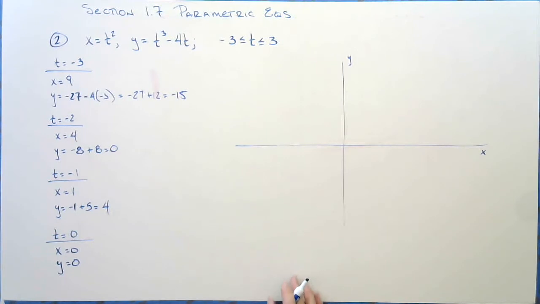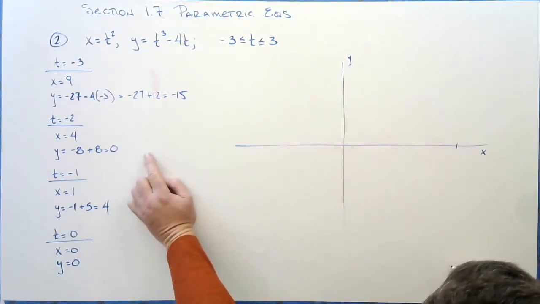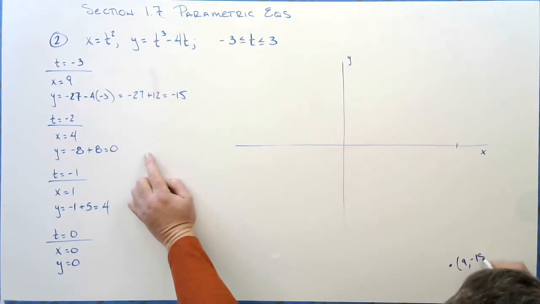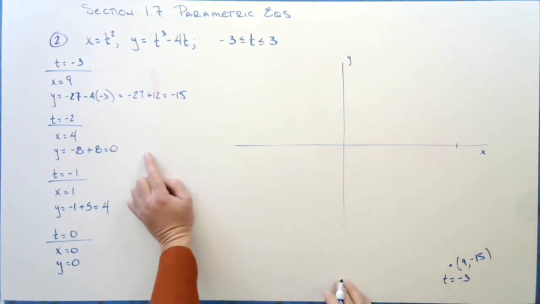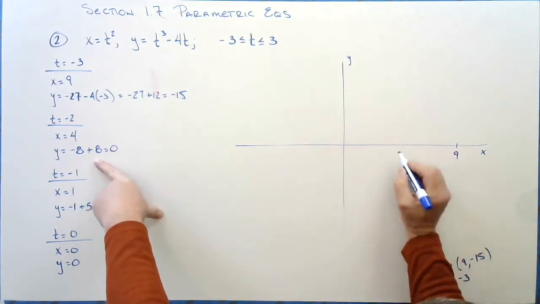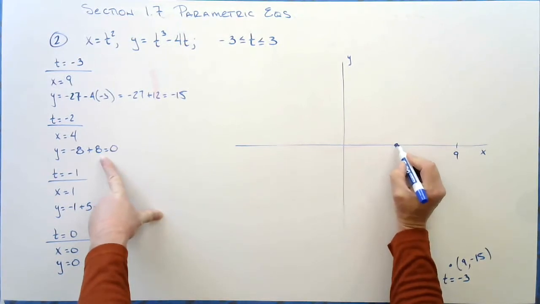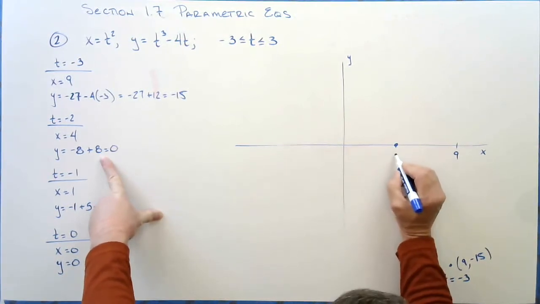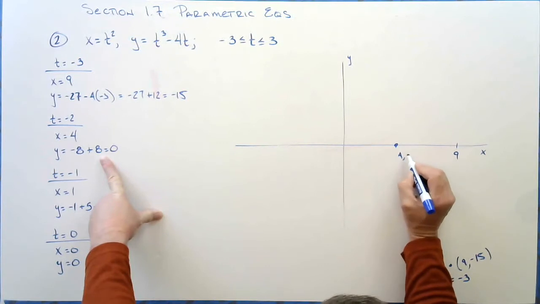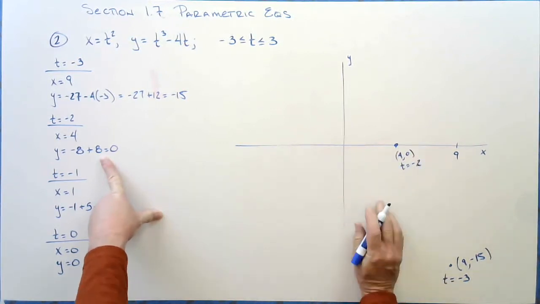So let's plot these points. First, we get x is 9. We'll put that here. Y is -15. So this is going to be 9, -15. Now remember, this is t equals -3. Then we have x is 4, right? This is 9. So x is 4 is here, and we get y is 0. So this is the point 4, 0. And this is t equals -2.